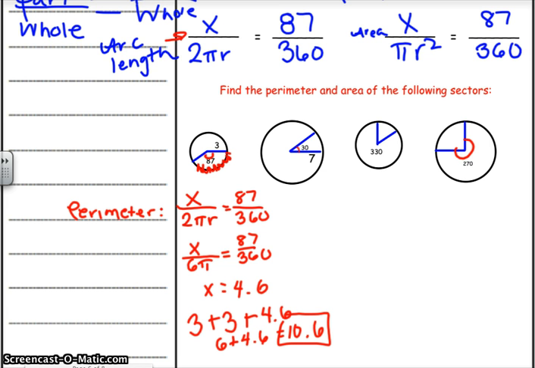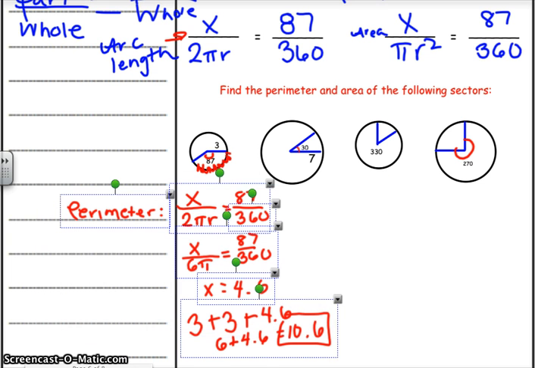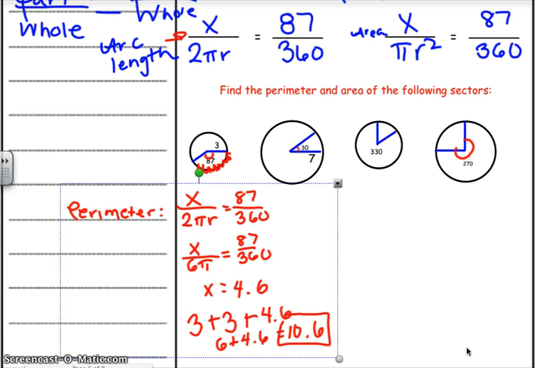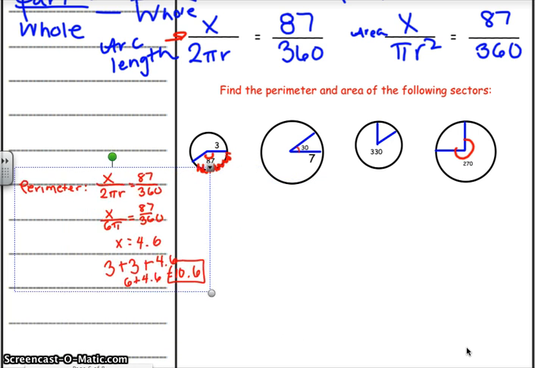Love it. Okay? Not too bad, but horrible. This is as bad as it gets. I wouldn't say horrible. I love geometry. It's kind of fun.